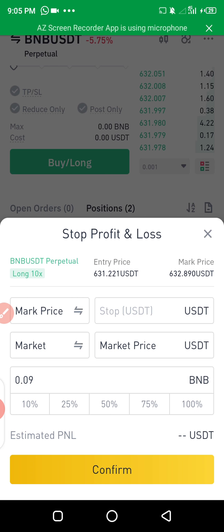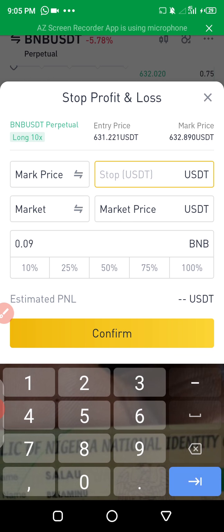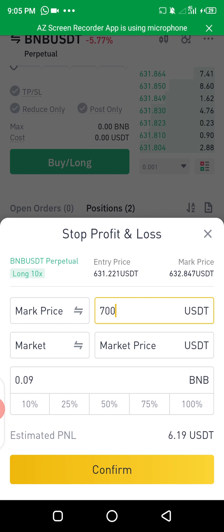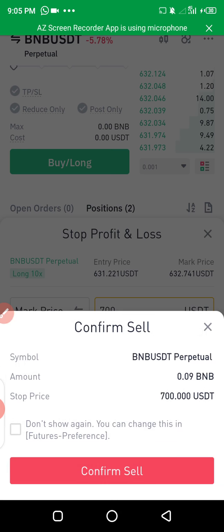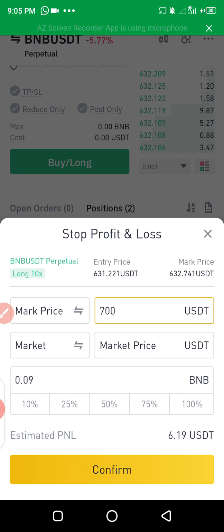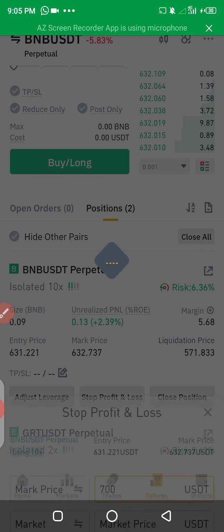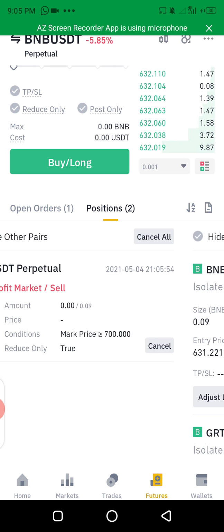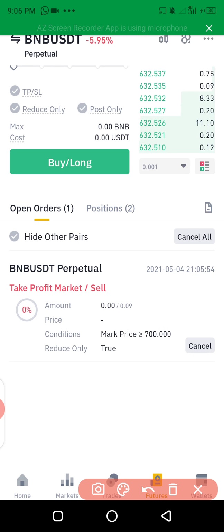So I can use it to take profit or stop loss. If the market is going up, the market should sell it at $700 for me. So if the market reaches $700, I will just gain $6.19 here. You can as well set it. So if the market touches that $700, the position will be automatically closed for you. Confirm sell. So it will come to open order here, as you can see. So this is just how to set stop profits in leverage trading.